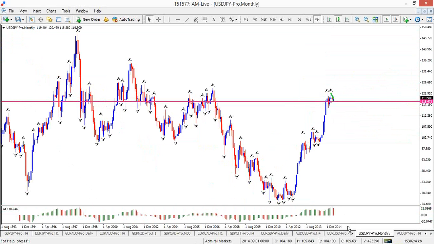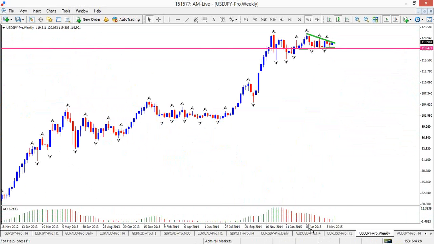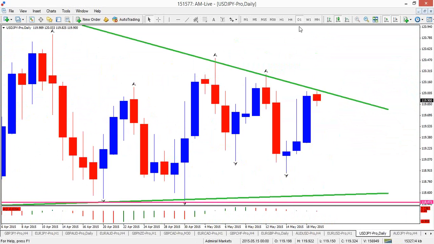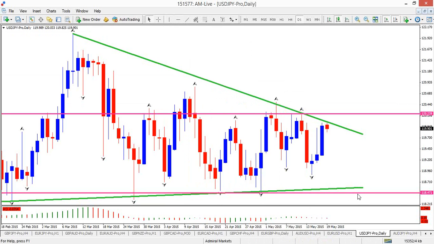Dollar yen is a bit different. It's in a consolidation. The weekly candle is very small, and this triangle could be completed soon, but it would have to break at least above 120.25 right here. I don't expect it to break below 118.50. So these two levels are important: 118.50, 120.25. A break above 120.25 could be a breakout trade with a long-term uptrend continuation.